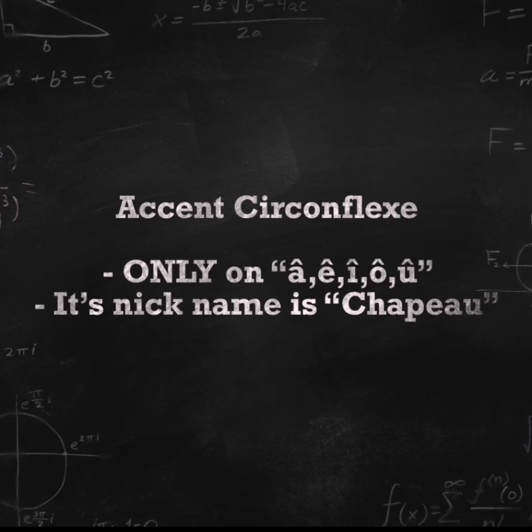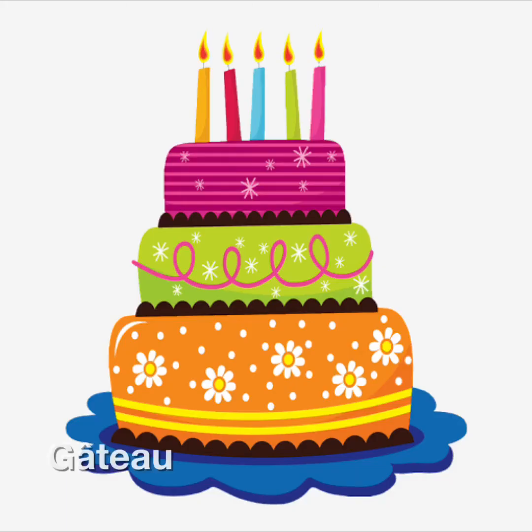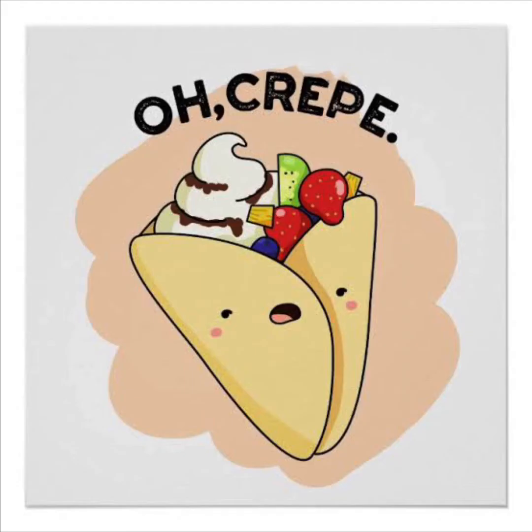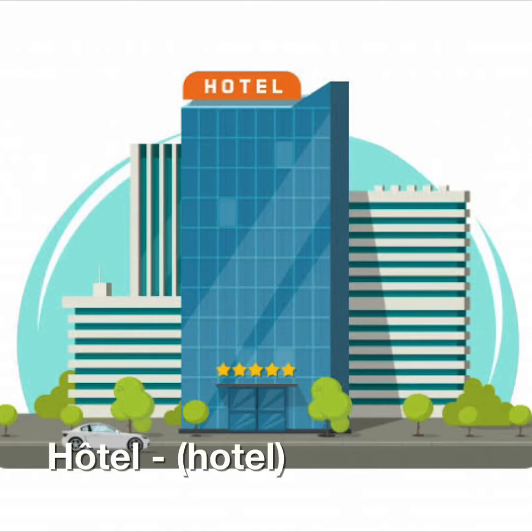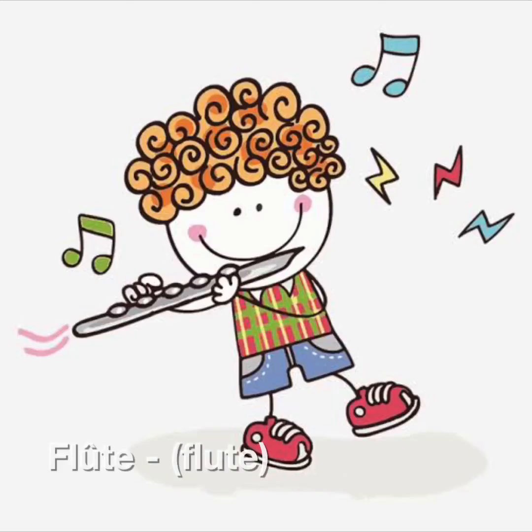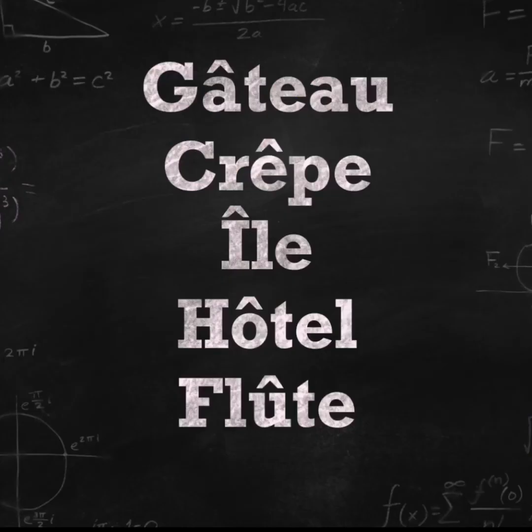Come, let's see some examples for accent circonflexe. Gâteau, crêpe, île, hôtel, flûte. So on the whole, gâteau, crêpe, île, hôtel, flûte. These are the accents circonflexe that occur on A, E, I, O, U.